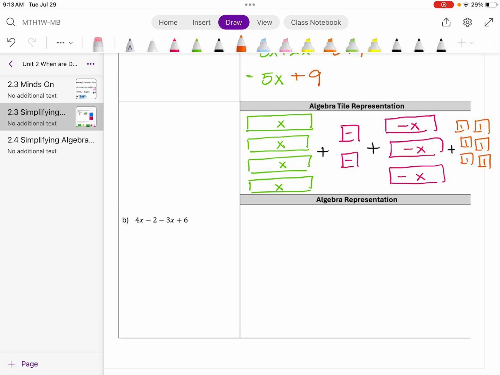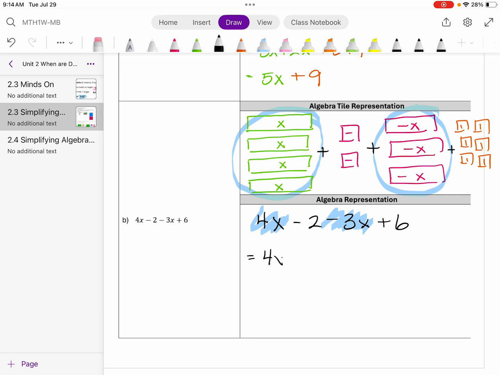Okay, and now I'm going to write down my algebra question again. I've got 4 x's minus 2 minus 3x plus 6. So looking at what are my like terms in this case. In this case, 4x and negative 3x's are the same because they're the same type of tile. So I'm going to write them next to each other.